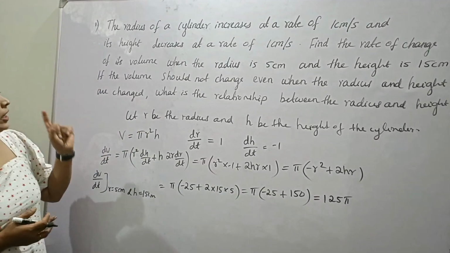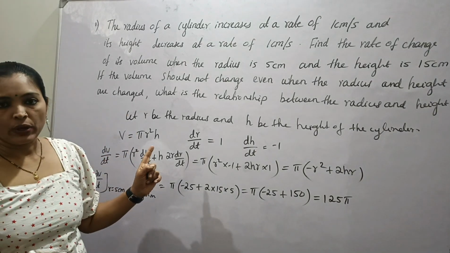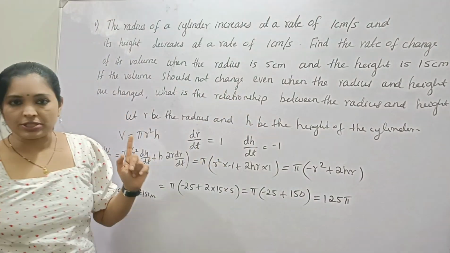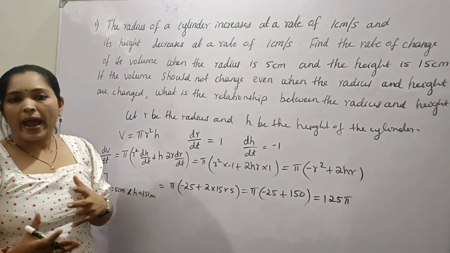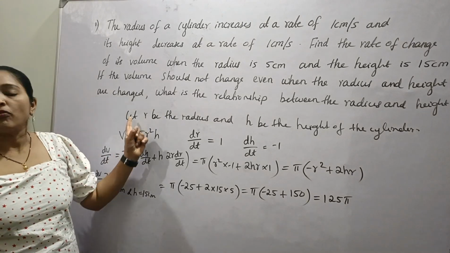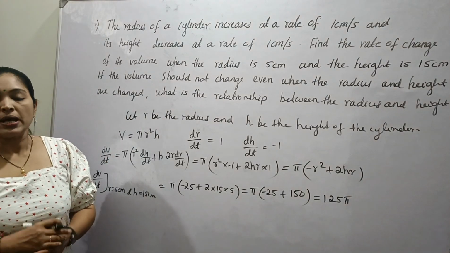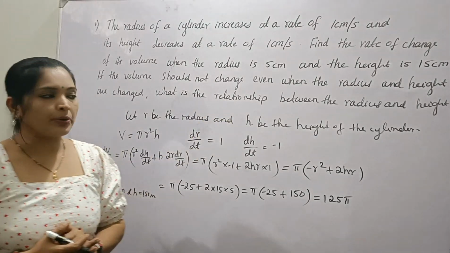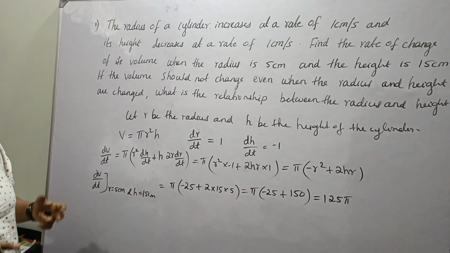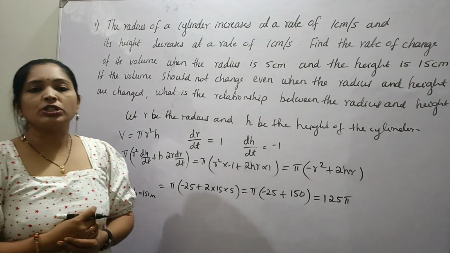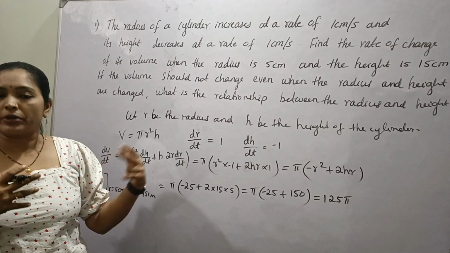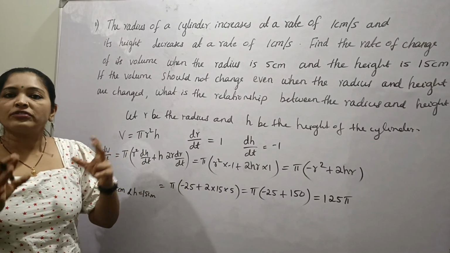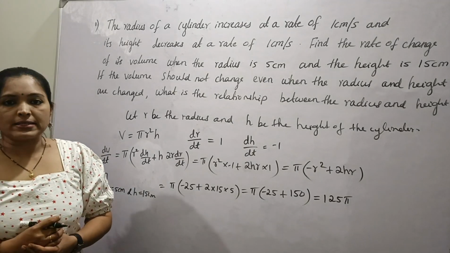Next question: if the volume should not change even when the radius and height are changed, if the height and radius are changing but the volume is not changing, what is the relationship between the radius and the height? We know that if the volume is not changing, its rate of change of volume with respect to time is 0, right? Because it is not changing.